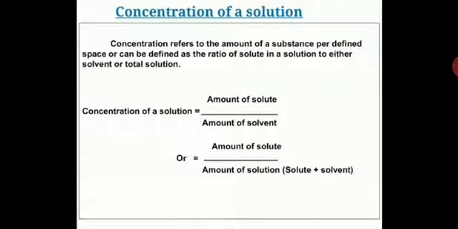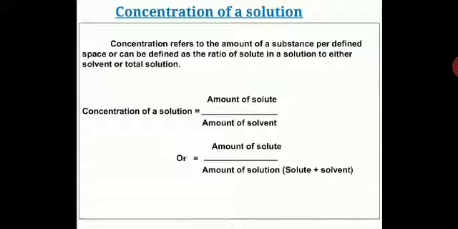So now here concentration of a solution, you have to take down this formula. First of all, concentration refers to the amount of a substance per defined space, or can be defined as a ratio of solute in a solution to either solvent or total solution. In very simple language, concentration of a solution is the amount of solute upon amount of solvent. You take down this formula: concentration of a solution is amount of solute upon amount of solvent.